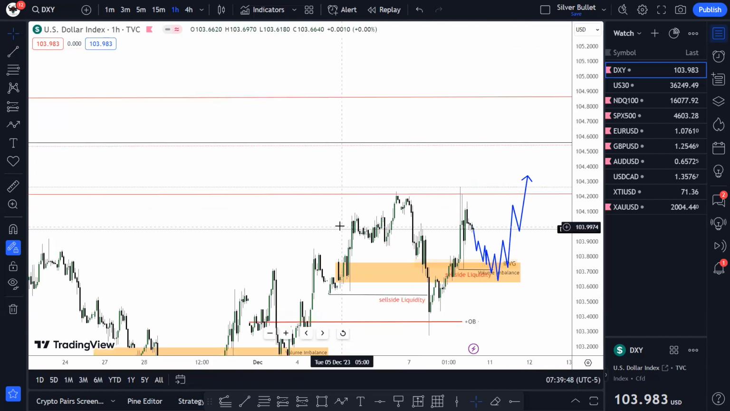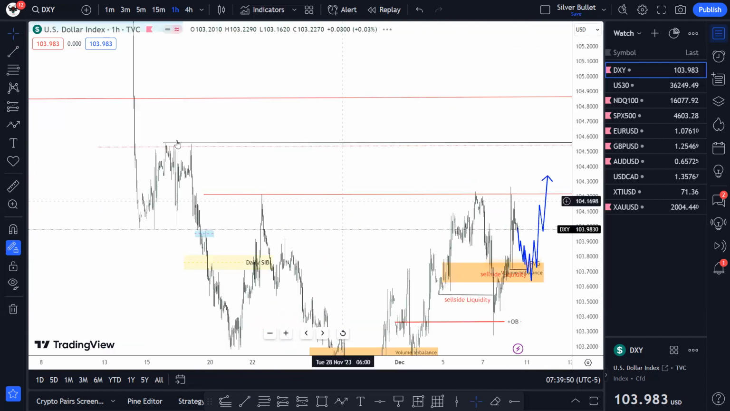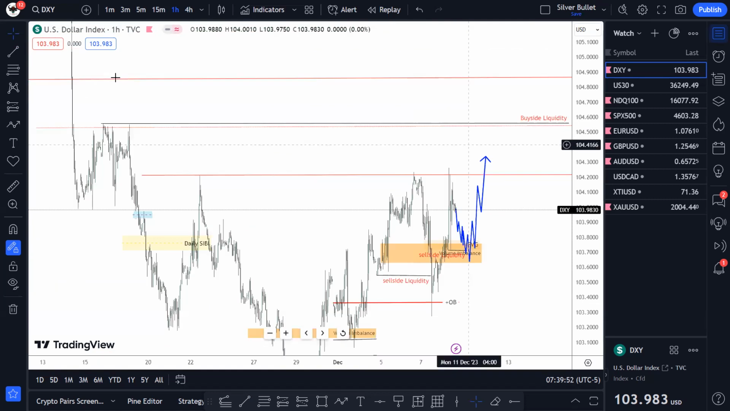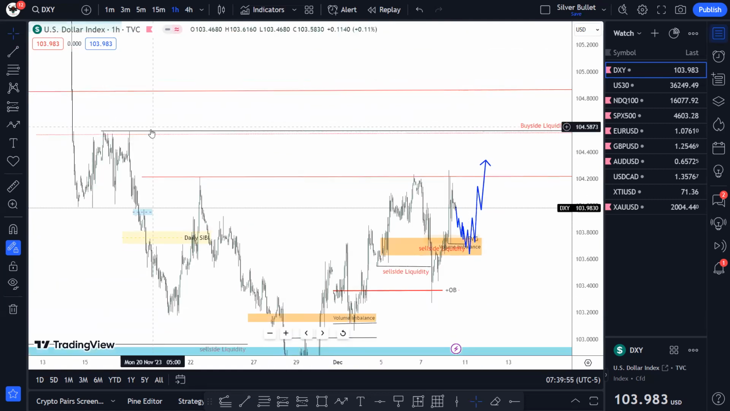So guys, this is all that I wanted to share with you for today. However, my draw on liquidity for next week will be this buy side liquidity, equal highs here, which will be 104.56. That will be the draw on liquidity for the following week.